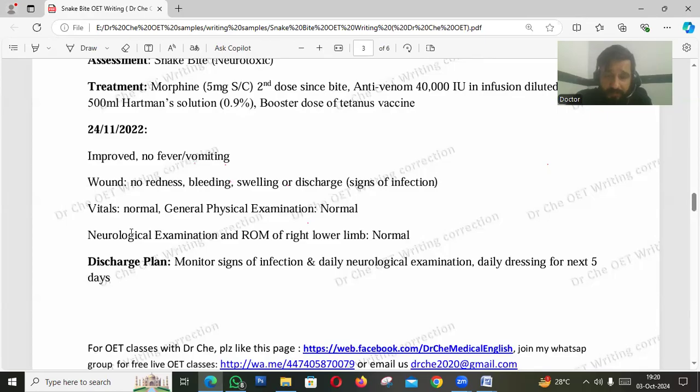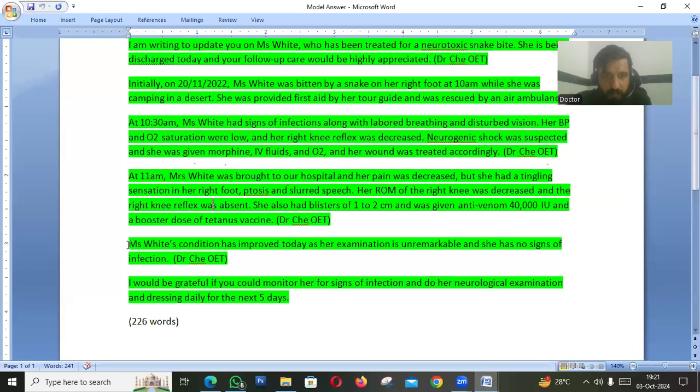On the 24th, there is improvement. No fever, no vomiting, no redness. Wherever it is, just write her condition was improved. And for the neurological examination, this examination, that examination, you can write that our examination was unremarkable. It's very easy. Miss White's condition has improved today. Most of you write "today" at the start. So what I have done is, Miss White's condition has improved today, a little bit better way.